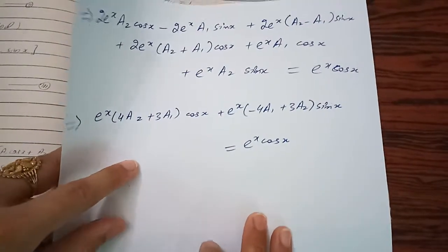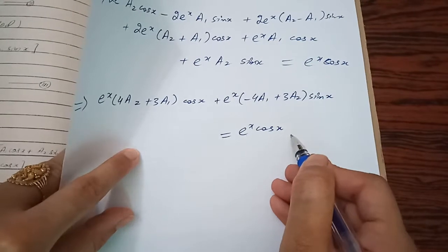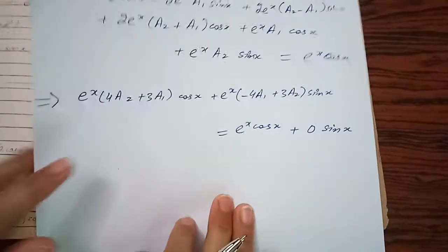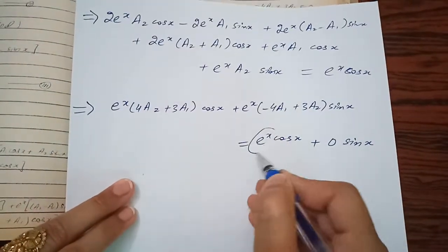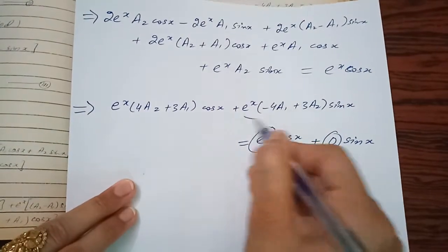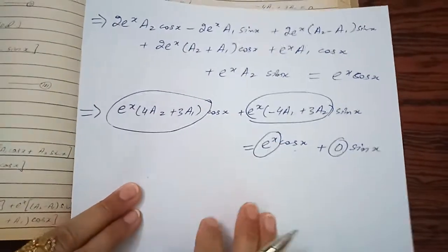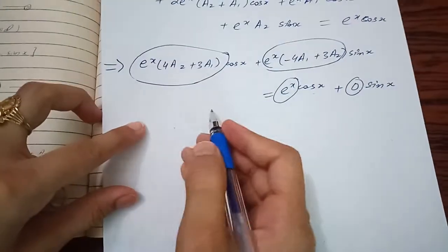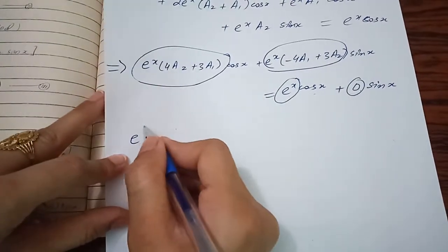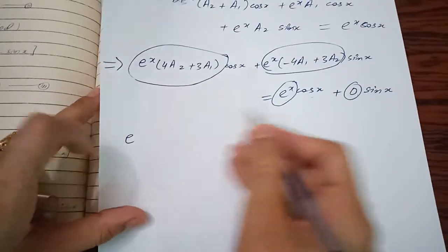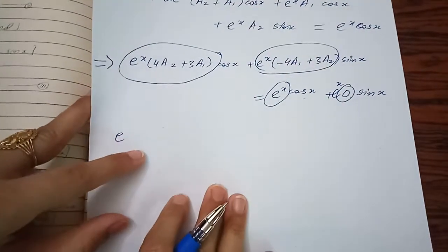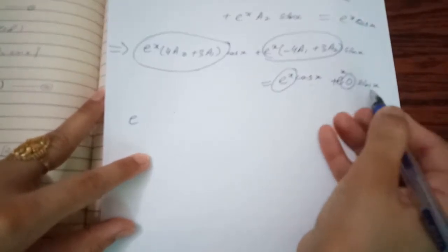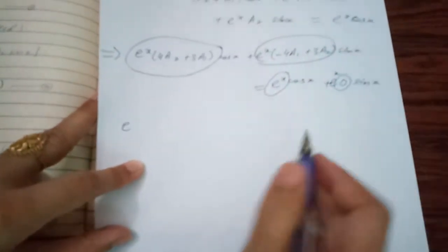Now, do you have any sin x on your right side? No. We can write it this way, plus 0 sin x. Why? Because I want to compare the coefficients of cosine and sine from the left and right side. So comparing the coefficients of cosine x on both sides, let's write e^x here as well. Everything will be multiplied by e^x, and you get the same thing as it is.